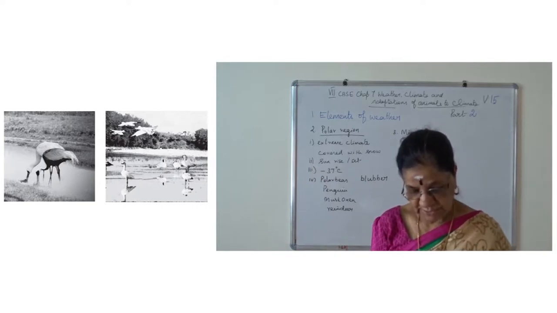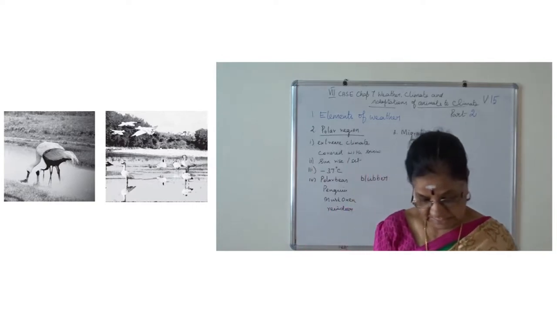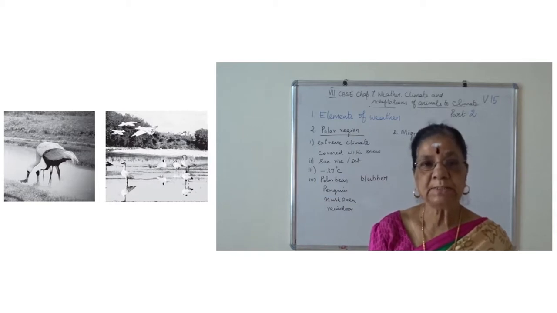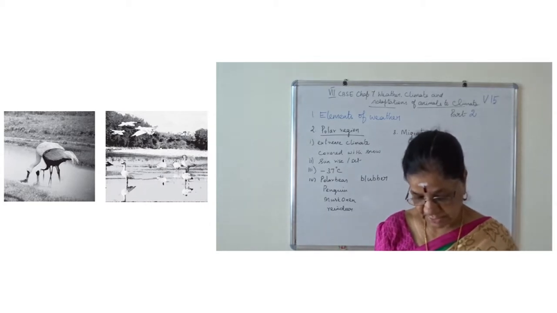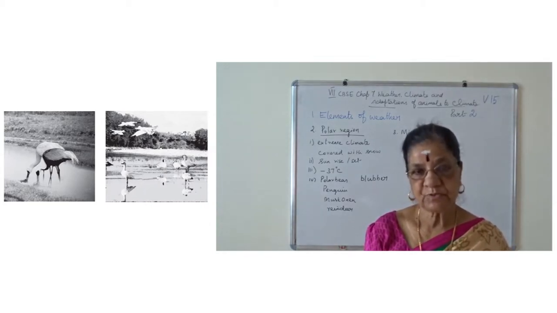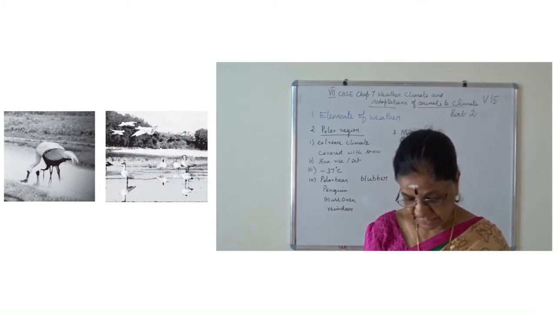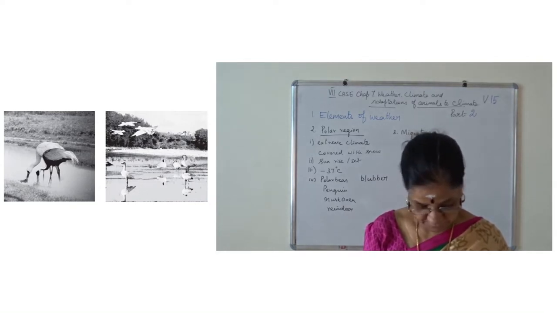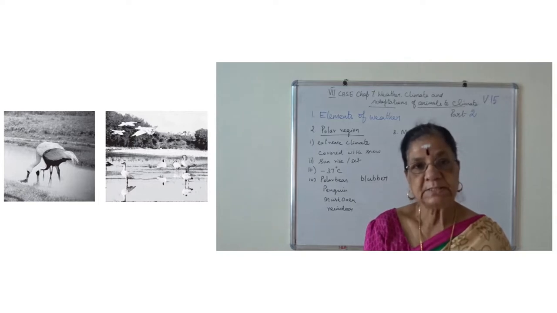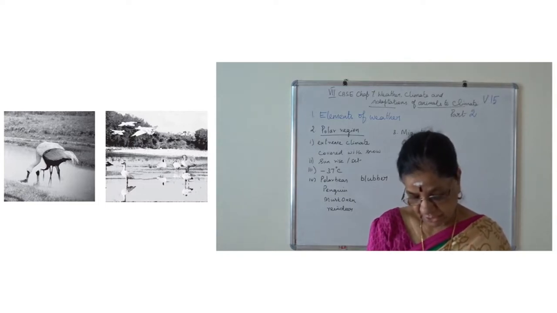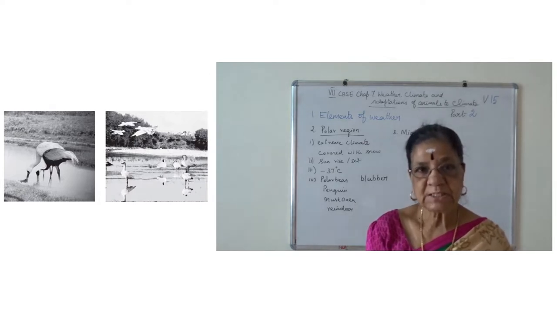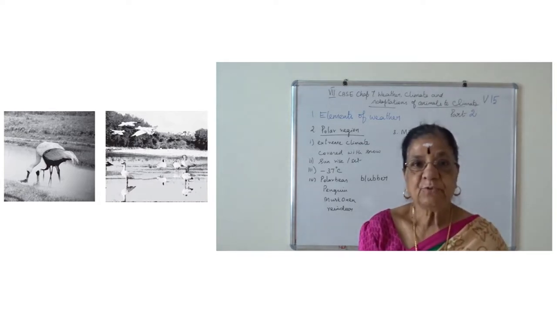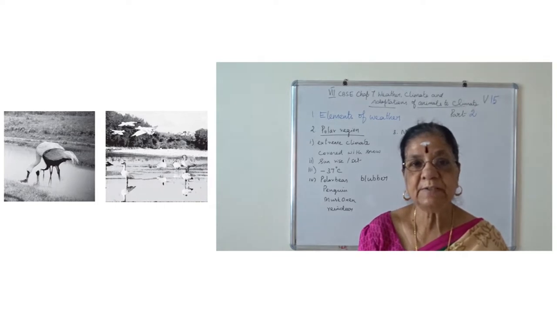Animals usually migrate in search of food and to reproduce. Birds like Siberian crane and ruff. It is a medium-sized, long-necked wading bird. Wading bird.